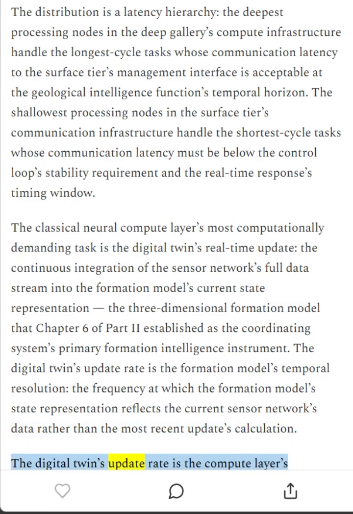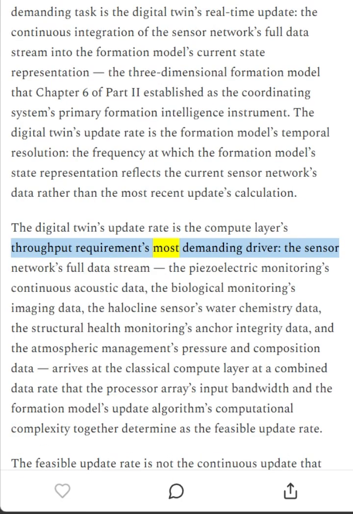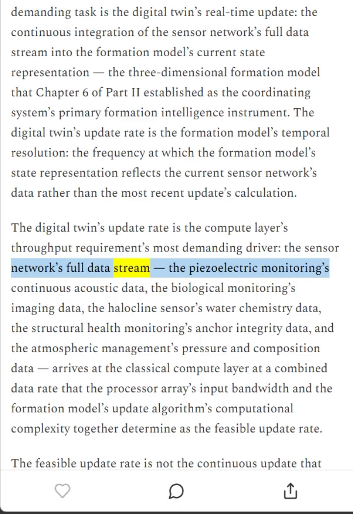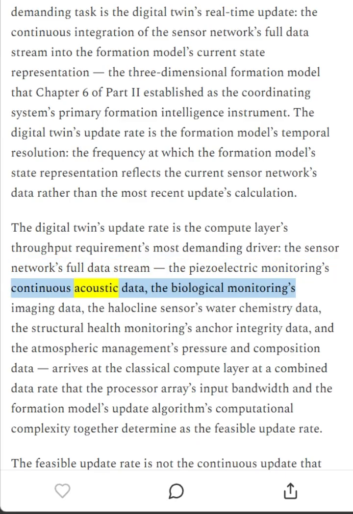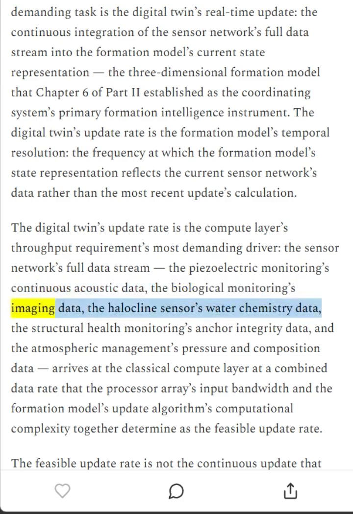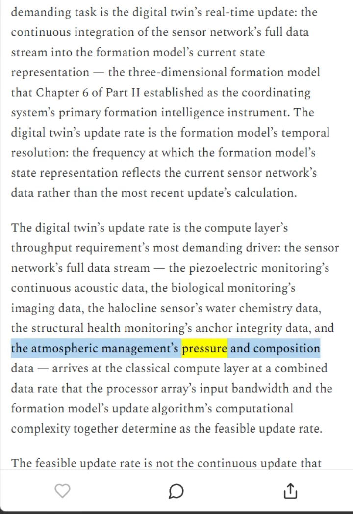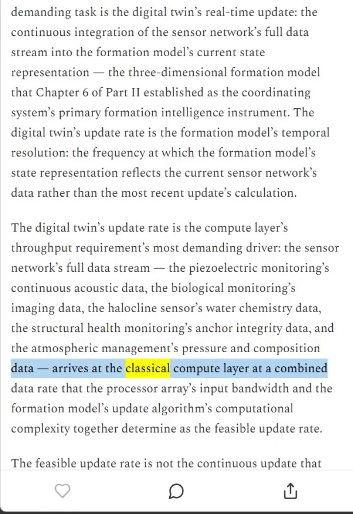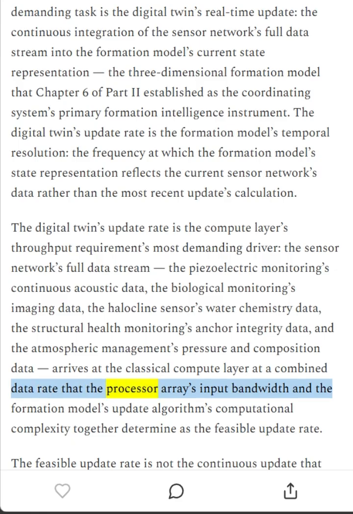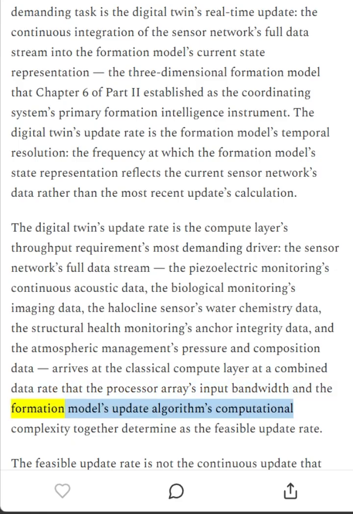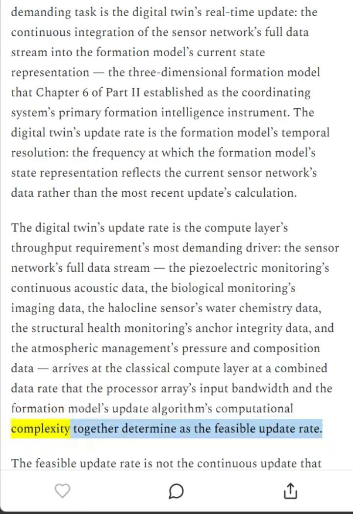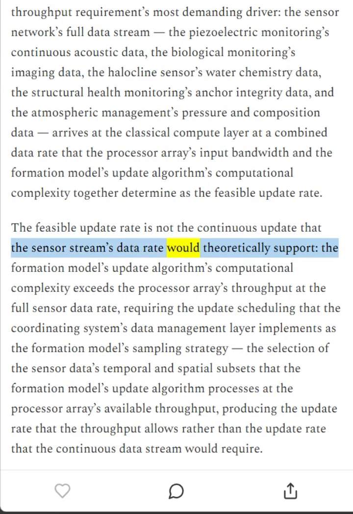The digital twin's update rate is the compute layer's most demanding throughput requirement driver. The sensor network's full data stream, the piezoelectric monitoring's continuous acoustic data, the biological monitoring's imaging data, the halocline sensor's water chemistry data, the structural health monitoring's anchor integrity data, and the atmospheric management's pressure and composition data, arrives at the classical compute layer at a combined data rate that the processor array's input bandwidth and the formation model's update algorithm's computational complexity together determine as the feasible update rate. The feasible update rate is not the continuous update that the sensor stream's data rate would theoretically support.